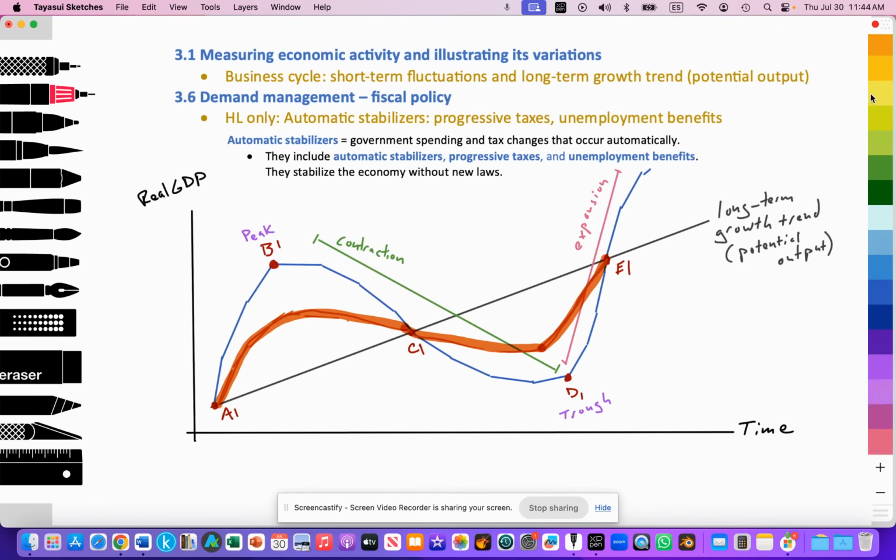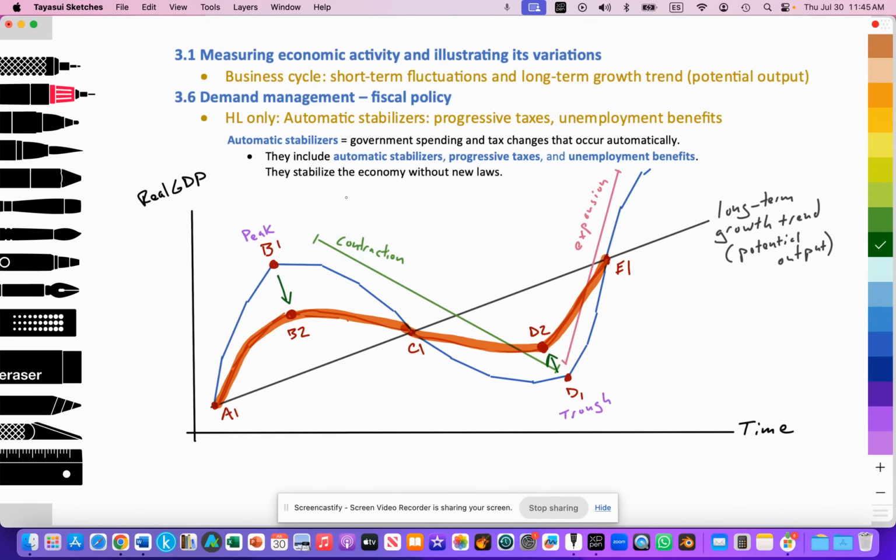And then I can illustrate some additional points to highlight the impact of the automatic stabilizers. So here we have, I'll label this B2, and then I'll label this D2, and then highlight that the automatic stabilizers are reducing the severe expansion of the business cycle, and it's pushing up the severe recession of the business cycle. Okay, so we can start off by highlighting in our analysis.